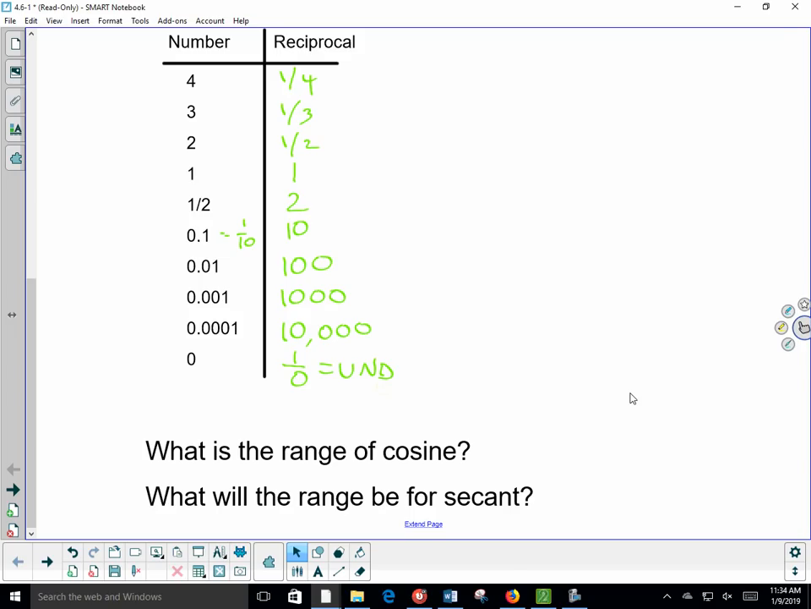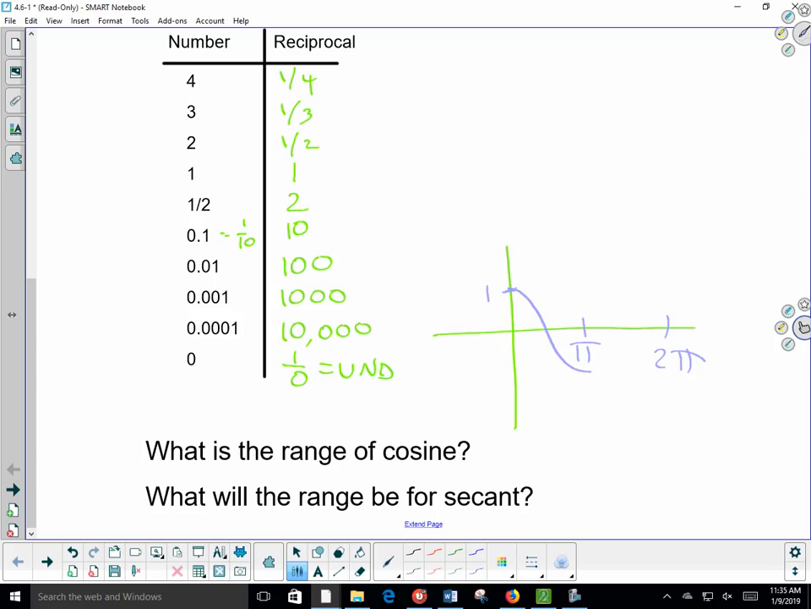What's the range for cosine? Remember our cosine graph. Let's see, here's pi, here's 2 pi. Remember our cosine graph started at a height of 1 and had a depth of -1 at pi, and then was back up to 1 at 2 pi. So it's kind of like this bowl shape, and we said that the range is basically going from this -1, right, up to a height of 1. So that was the range, -1 to 1.